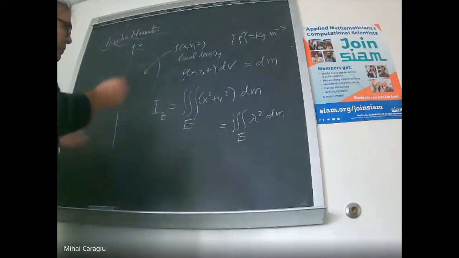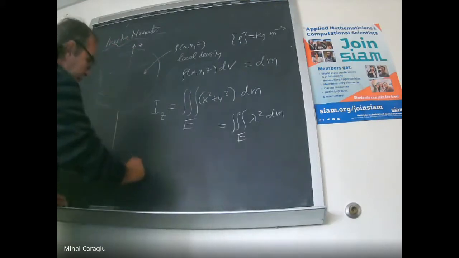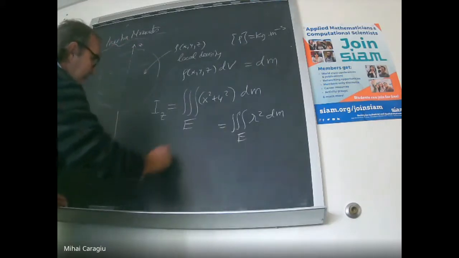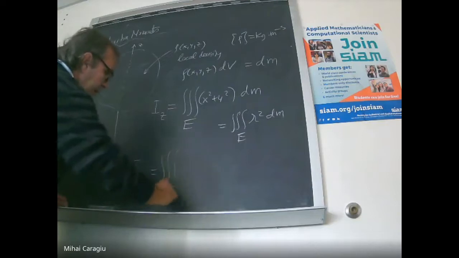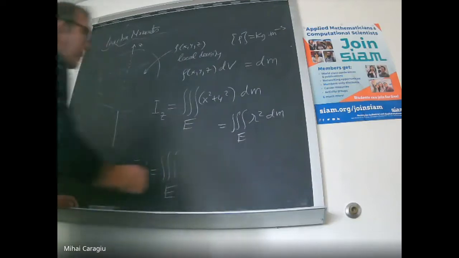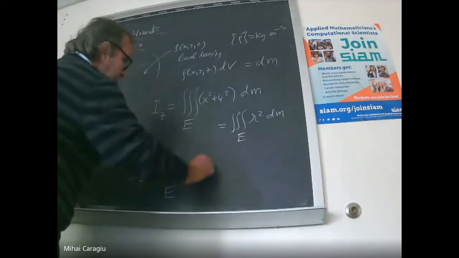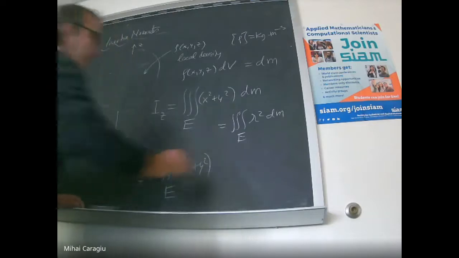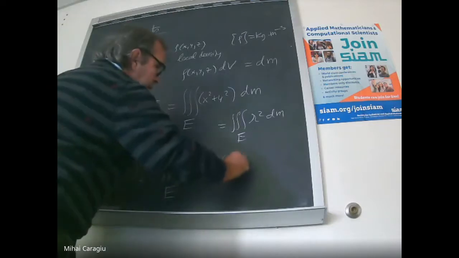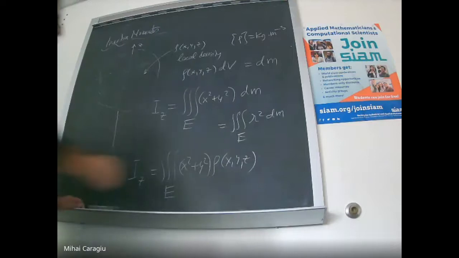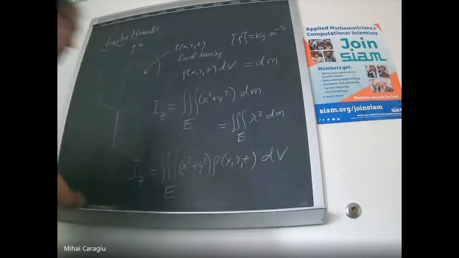Or if you want to expand it in terms of the variables, I sub z is the triple integral over E of x squared plus y squared times rho of x, y, z times dV. So this is the formula, in terms of x, y, and z, of the inertia moment of the solid E, this E here.